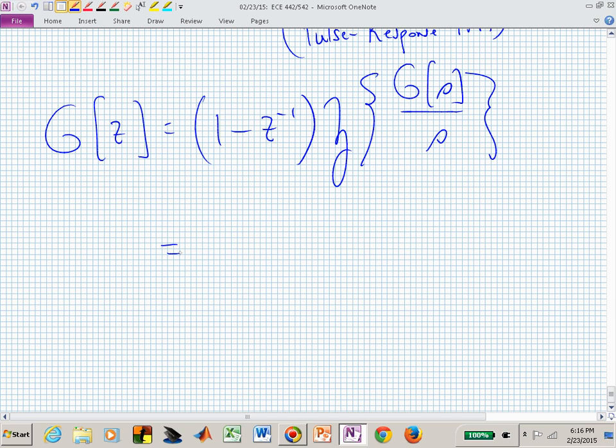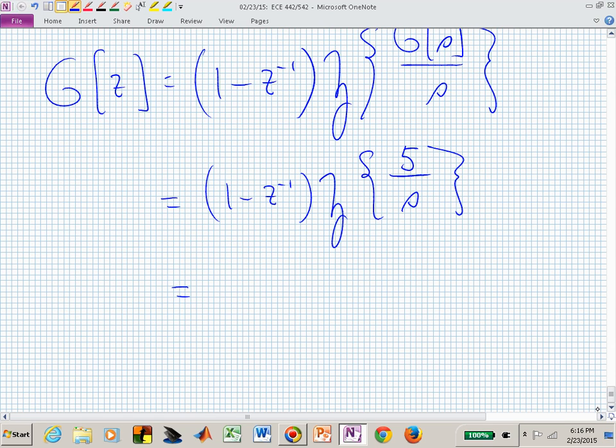But we now know what G of S is. We've picked a particular one. This is now 1 minus Z to the minus 1 Z transform of 5 over S. Now let's work our way through this in as many steps as it takes. The 5, our gain, is just a constant. That can factor out of the Z transform operation. That's scaling every term in our Z transform. Let's pull that out front.